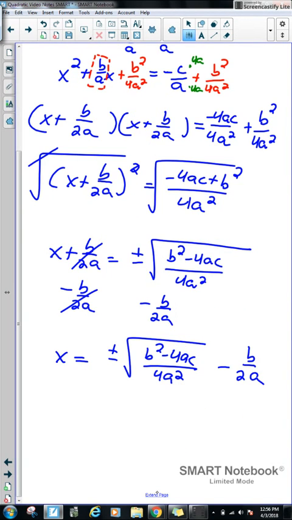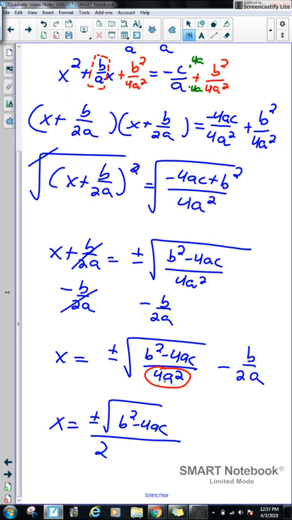Now I'm just going to clean this up a little bit. The first thing that I'm going to clean up is the square root of 4a squared. I can actually simplify that because they're both perfect squares. So what I can do is call this plus or minus the square root of b squared minus 4ac, all divided by, I'm going to take the square root of the denominator. Well, what's the square root of 4? 2. What's the square root of a squared? That's just a, minus b over 2a.